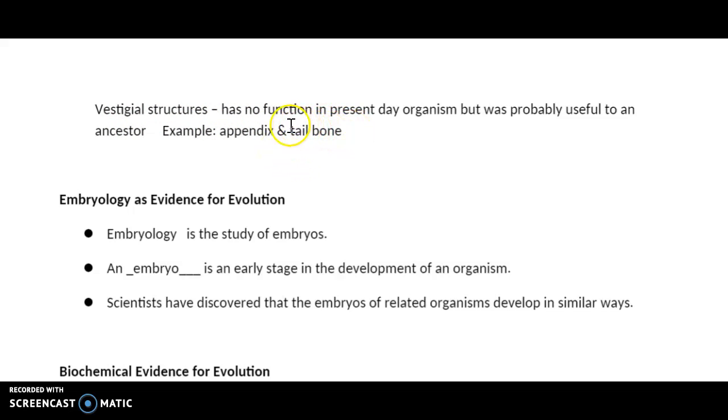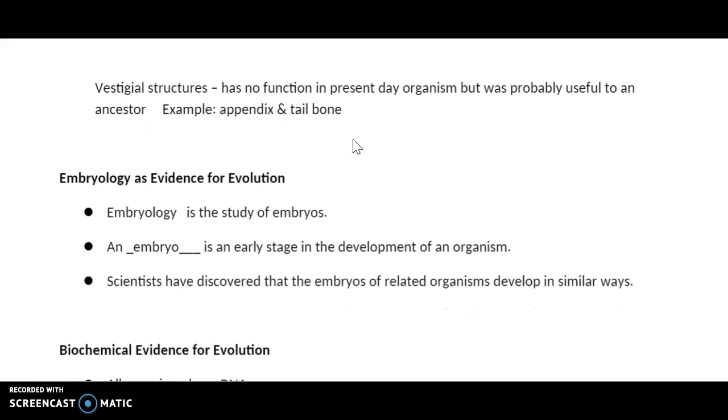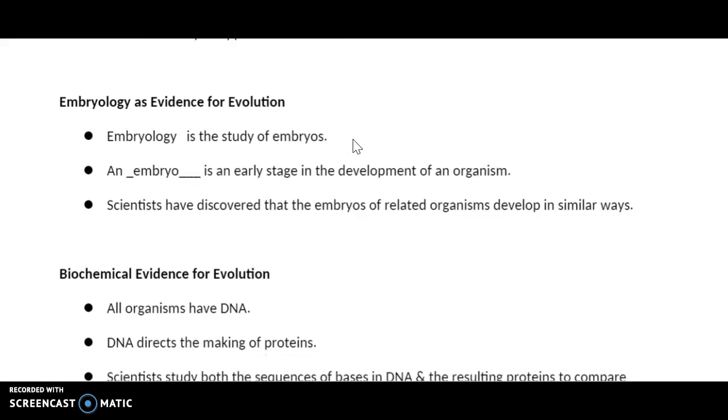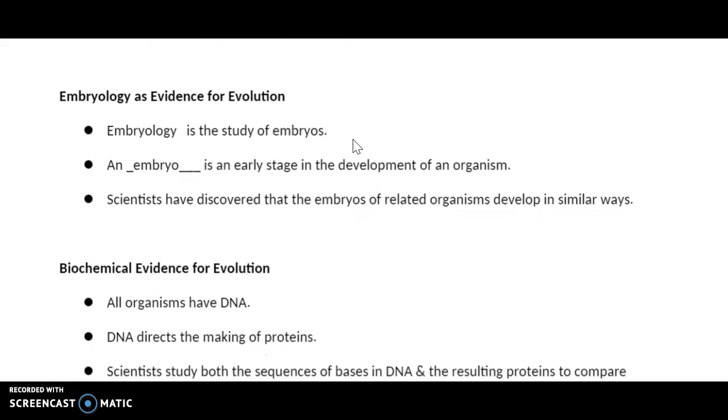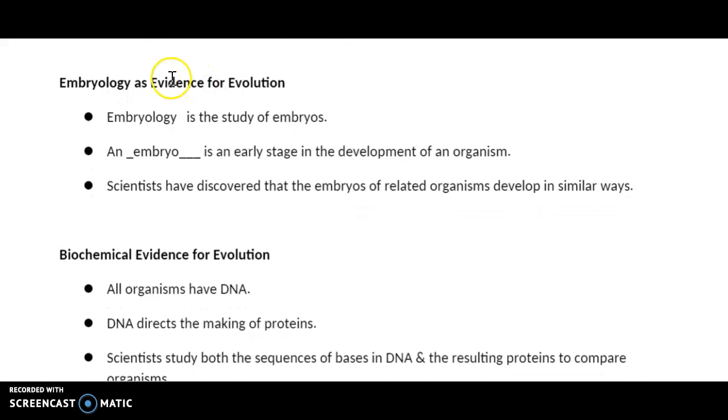And then the tailbone. The tailbone was just like an extension of our spine. And I'm sure it serves a purpose for balance and sitting as well. But those have been referred to as vestigial structures. Then we can look at embryology as evidence for evolution. Embryology is the study of embryos, and again, that's the very early development of an infant. An embryo is an early stage of development in an organism.